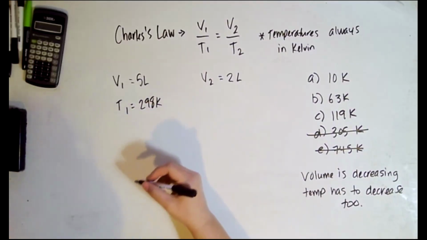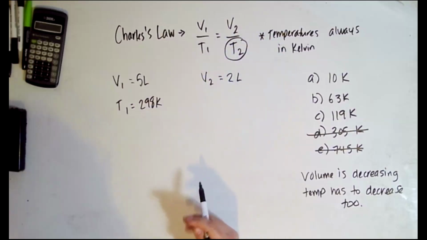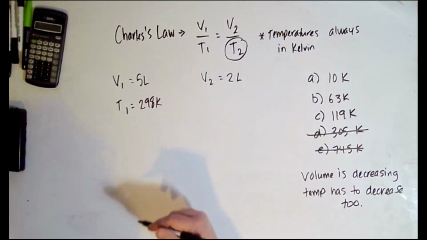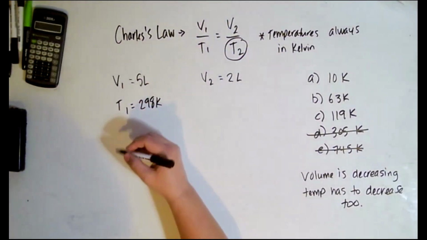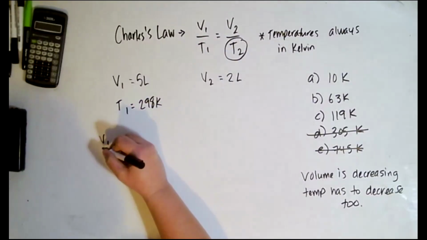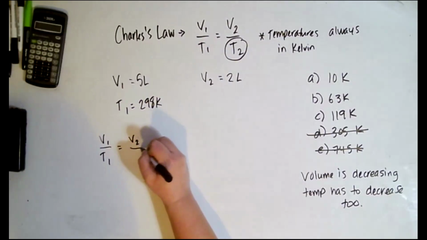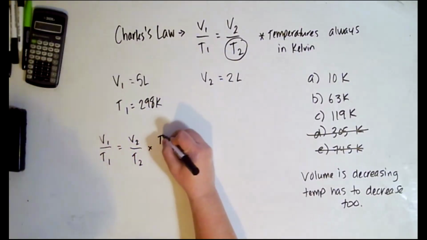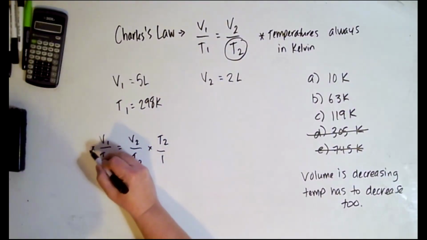Now remember that when we're solving for a variable that's on the bottom, it's going to be easier for us to solve for that variable before we plug in our numbers, because solving for that bottom variable is a little more annoying than solving for something in the numerator spot. So we'll write out our equation. The first thing we're going to do is take that second temperature and move it up into the numerator spot by multiplying both sides by T2.